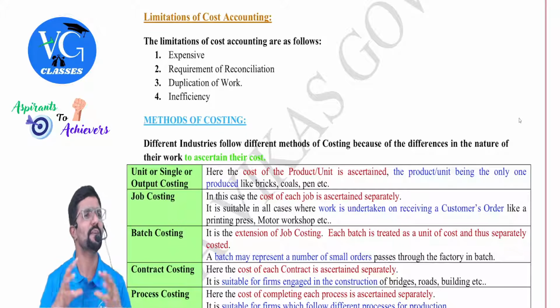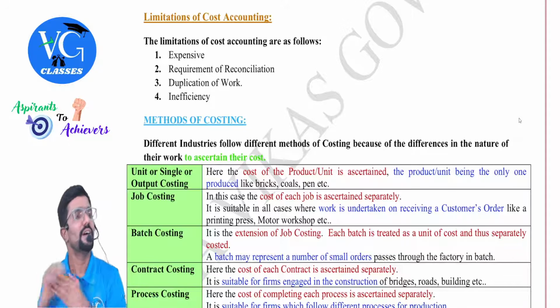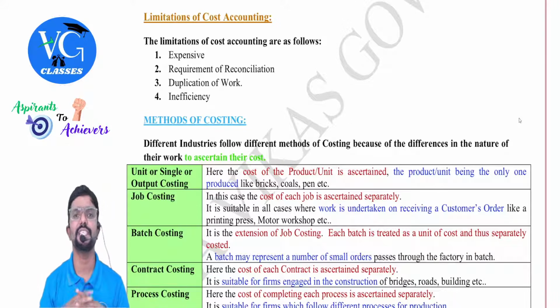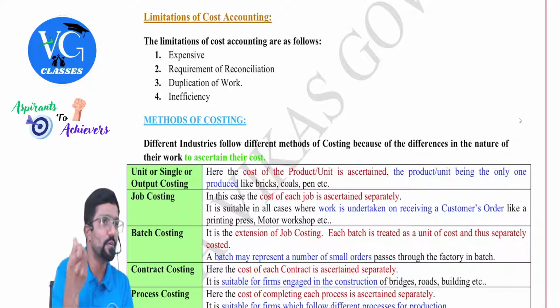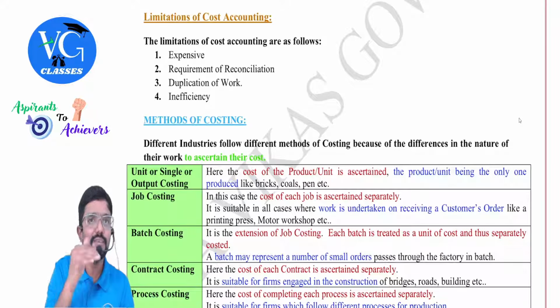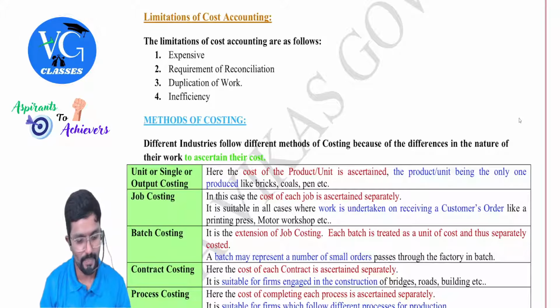Duplication of work means the majority of the transactions we will record in both the books, the financial books as well as the costing books. For example, purchase, or sales, or wages paid, or raw material purchase, or if there is any loss of raw material, we record in both the books. So that is leading to duplication of work. Duplication of work means the same thing recorded twice or the same thing done twice.